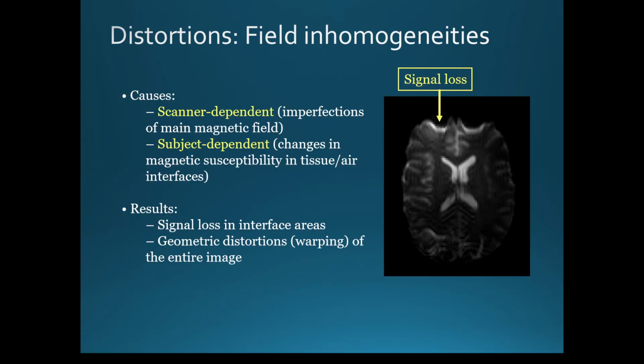But diffusion imaging is affected by several factors of the scanner and properties of the body. This is true for all MRI, but diffusion imaging in particular, and also functional imaging, is going to be affected by this. So we can get field inhomogeneities, we can get signal loss. These can be imperfections of the main magnetic field. It can be something about the person themselves.